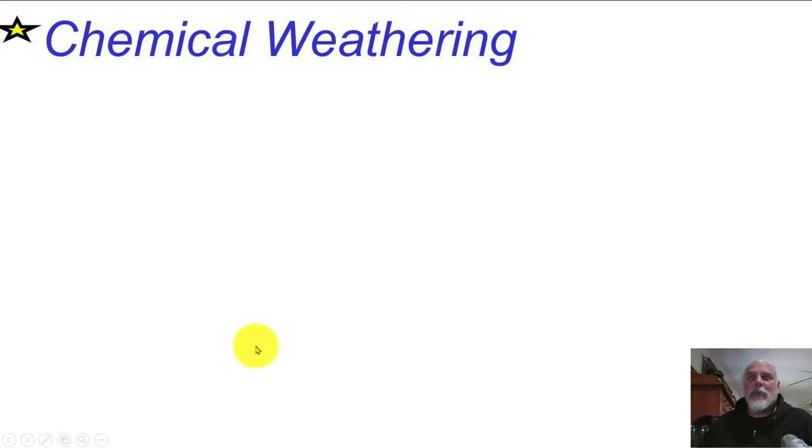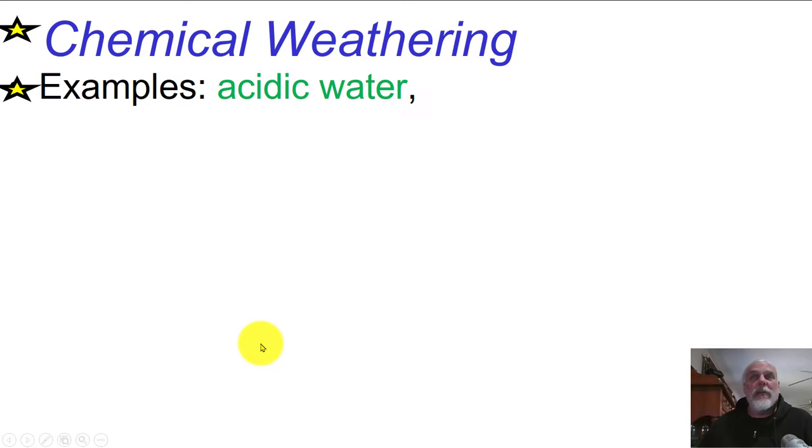Okay, we're done with mechanical weathering. Now let's take a look at chemical weathering. An example of chemical weathering would be acid water. You may have heard of things like acid rain. When water reacts with carbon dioxide, it can make carbonic acid. When water reacts with sulfur, you can make sulfuric acid or acid rain.